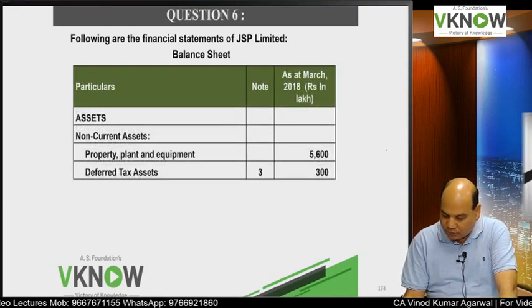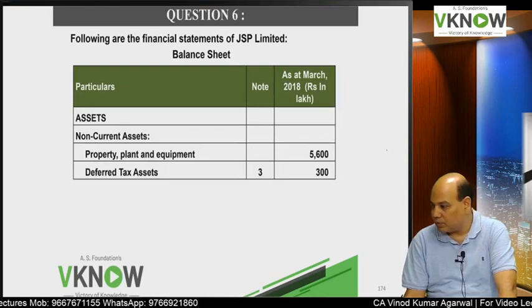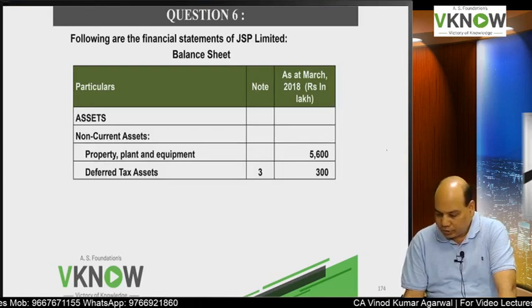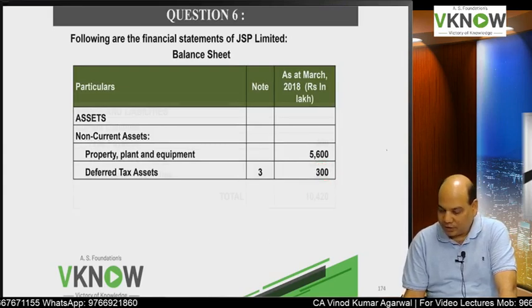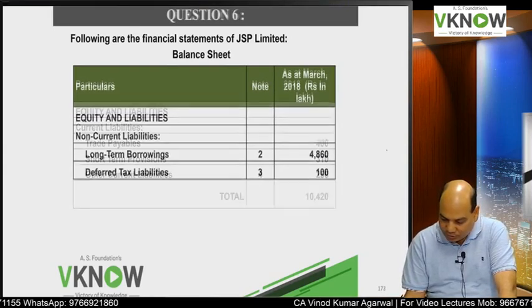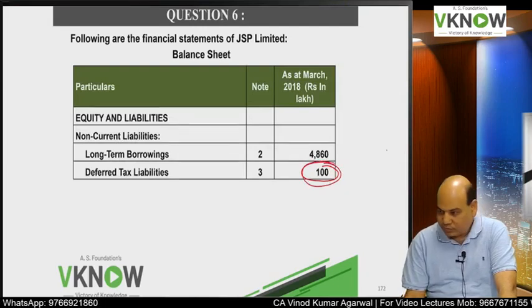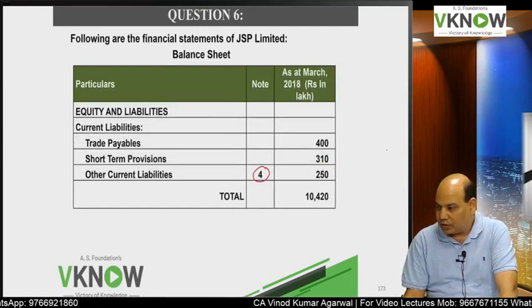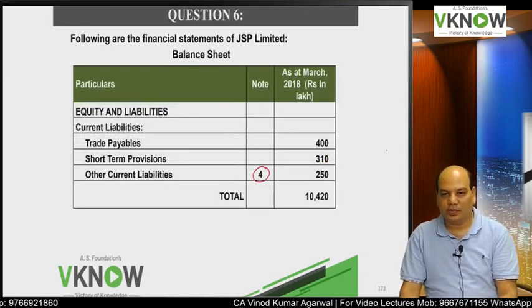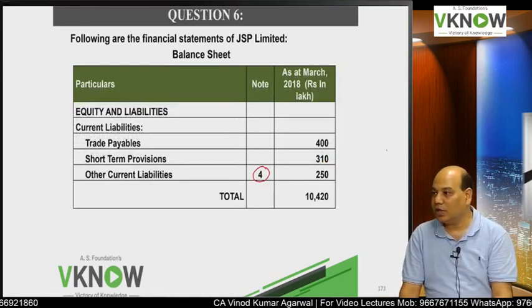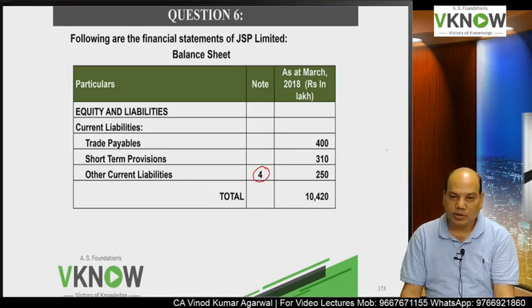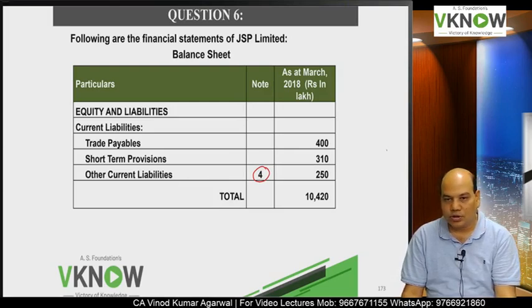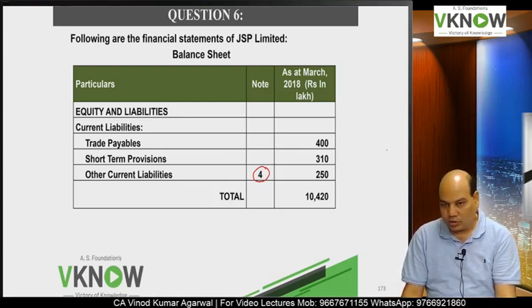Then on the asset side we have non-current asset, property, plant and equipment. Deferred tax asset is appearing on the asset side. Deferred tax liability is also appearing here on the liability side. So if the deferred tax asset and deferred tax liability arise under the same tax law, then they can be netted off in the balance sheet. So when we prepare the answer under Schedule 3 Division 2, we will show the net amount.